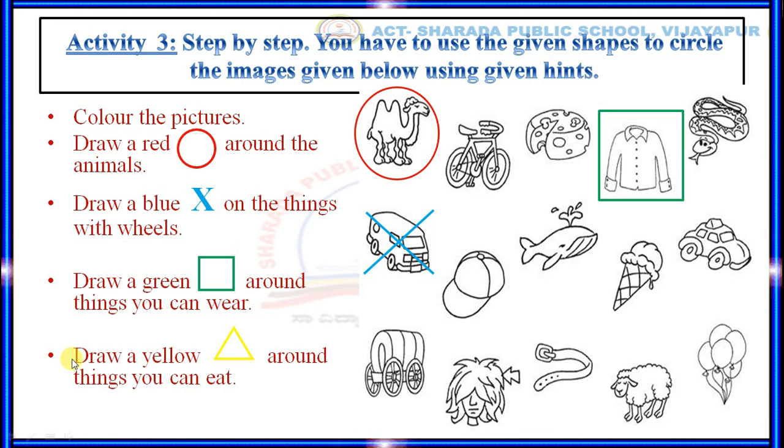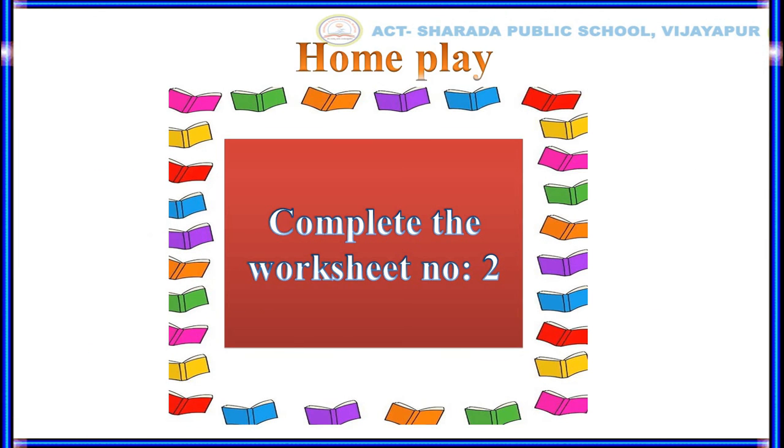Step 5. Draw a yellow triangle around things you can eat. I have done one for you. Hope you understood the activity, children. You have to circle the remaining images on your own. Home play is complete the worksheet number 2.